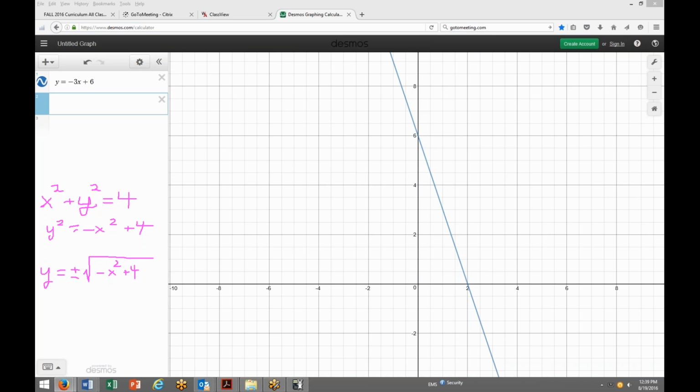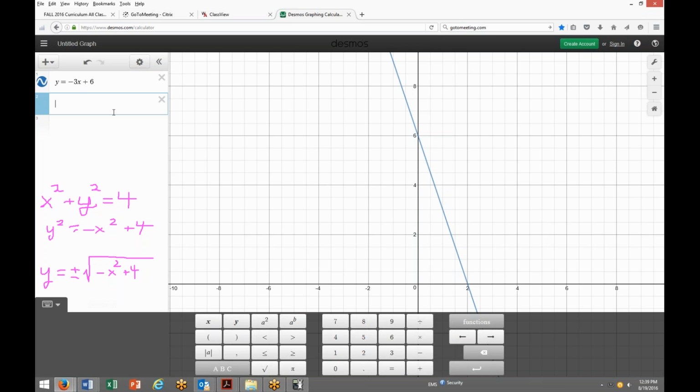And to graph this circle with a TI-84, you would have to graph each of those equations separately. So you'd actually have to put two graphs on the same screen at the same time using the y1 equals and the y2 equals in the TI-84 format. But here's the nice part. With Desmos, all we have to do is enter the equation just like it is.